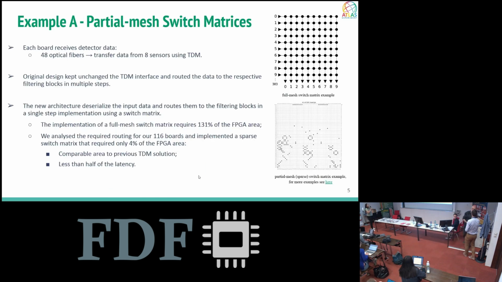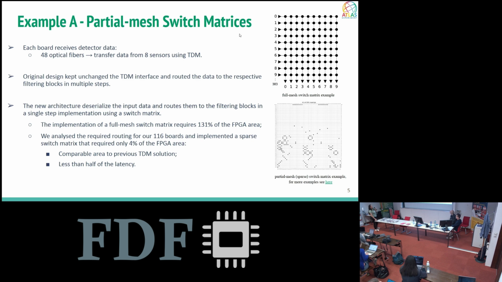Okay, so the first example I want to talk about is the switch matrices. Each one of the LATAM boards receives data from the detector through 48 optical fibers, and this data is transferred from 8 sensors using time division multiplexer interfaces. This original design keeps these TDM interfaces, and routes the data to the respective filtering blocks in multiple steps. But the idea for this new architecture is to convert this data from serial to parallel and route it to the filtering blocks in one single step using a switch matrix.